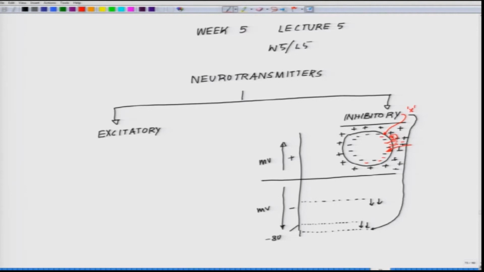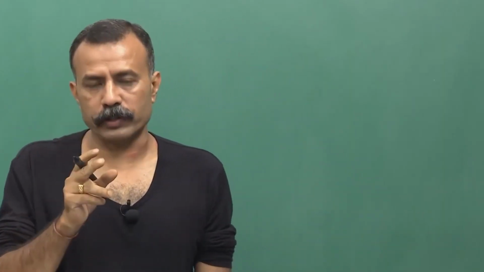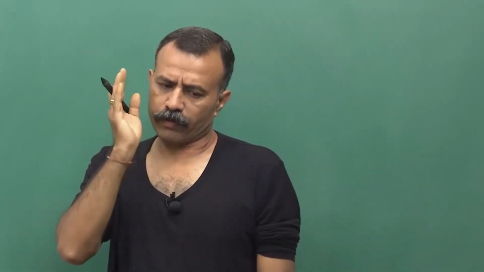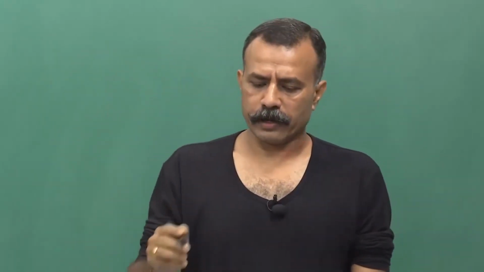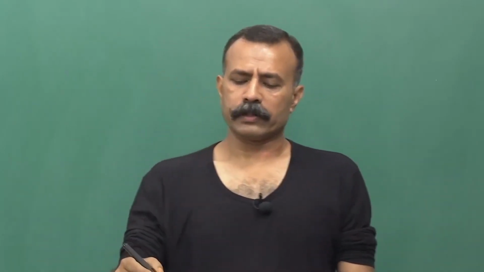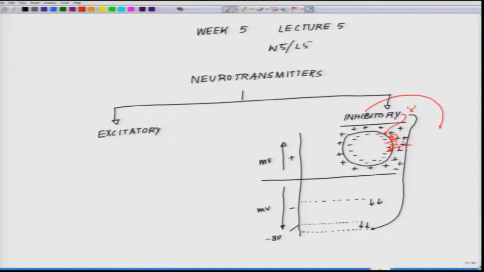Talking about these gates and channels, at times they are very specific, at times they are non-specific. For the time being, for your basic fundamental understanding, if it is an inhibitory neurotransmitter, then in all likelihood this is going to permit the inflow of negatively charged ions inside the cell. This basic fundamental should be clear in your mind.